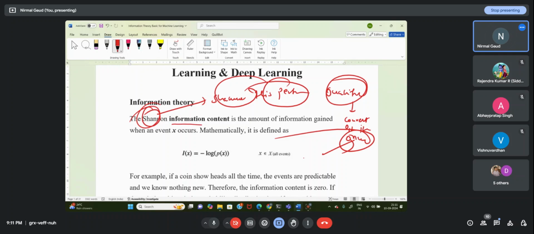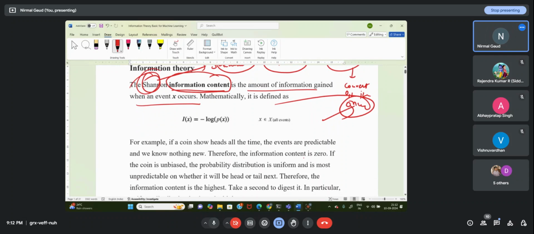Shannon, on the basis of information, gave a formula: if you are giving a statement, how much information is gained from it when an event occurs. If any event occurs, how much amount of information you got from it. And its formula is minus log p. This is the formula.